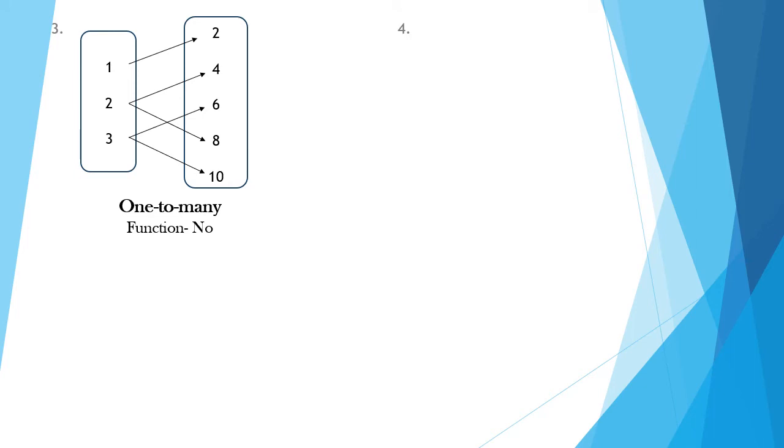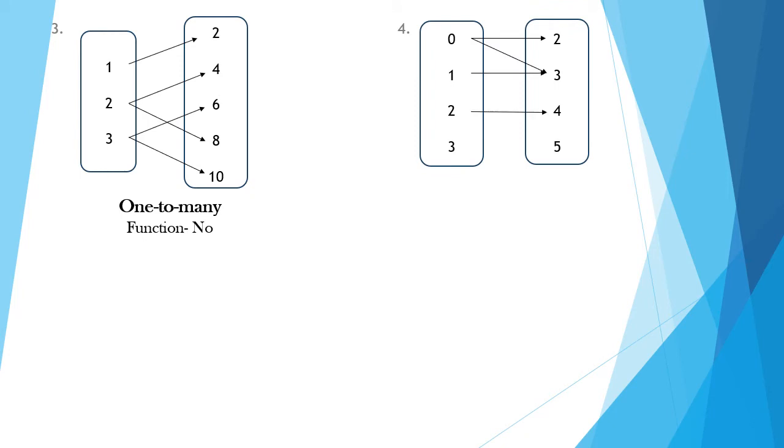Third, we have one-to-many, which is the opposite of many-to-one, where there are more y-coordinates than x-coordinates. The x-coordinates can match repeatedly. And lastly, we have many-to-many, where both x and y coordinates can repeatedly match.